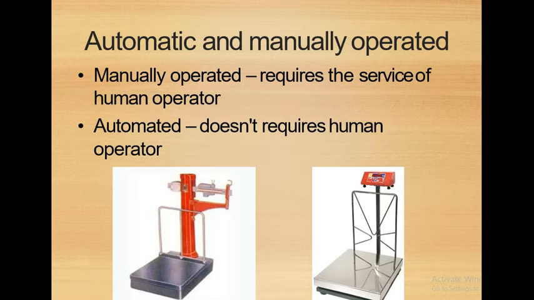Next is automatic and manually operated instrument that we have to see. If you see the manually operated, they require the service of a human operator. Okay, and if you see the automatic operated, they don't require human operators. Okay, means what, if you see here, the classification is given over here.